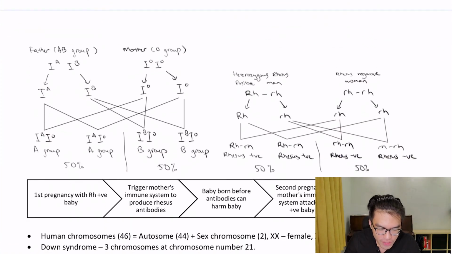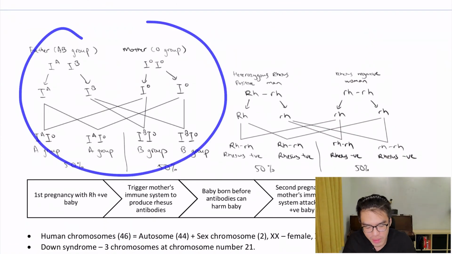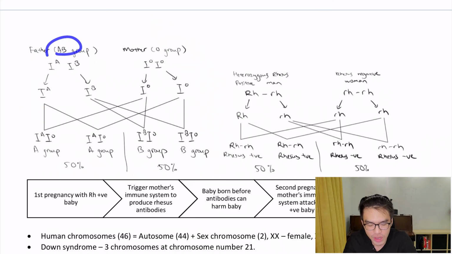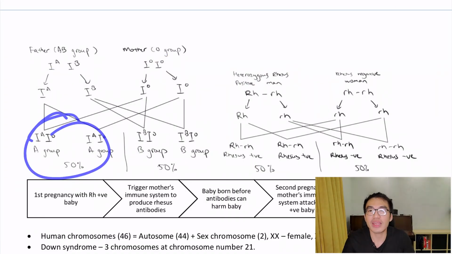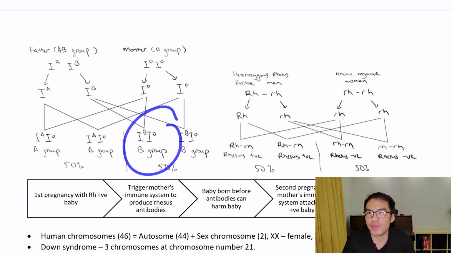Moving on, you have your blood group. Okay, I drew an example here. When your father is AB and your mother is O, AB is the dominant. That's why we call it co-dominant here. O is the recessive. When an AB person marries an O person, you have a 50% chance of getting an A group child and of course another 50% of getting a B.